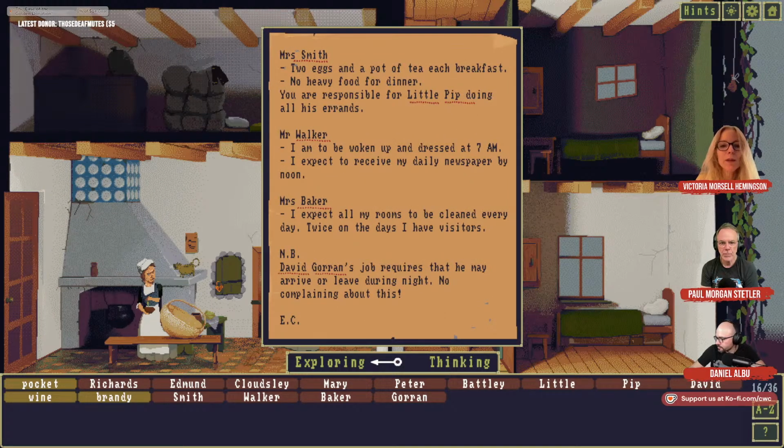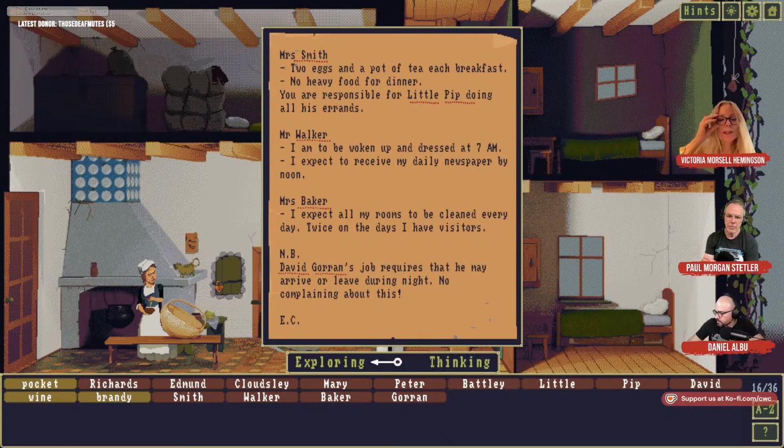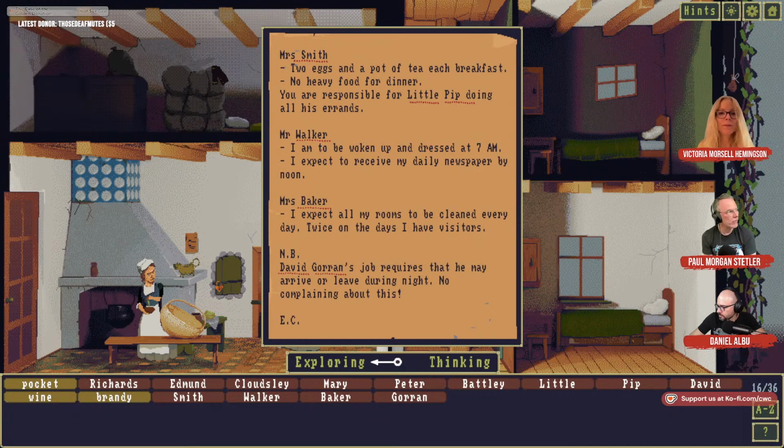So I expect all my rooms to be cleaned twice on days. And then NB, David Goran. Goran's job requires that he may arrive or leave during the night. No complaining about this. So what is that? No, that sounds fishy to me.